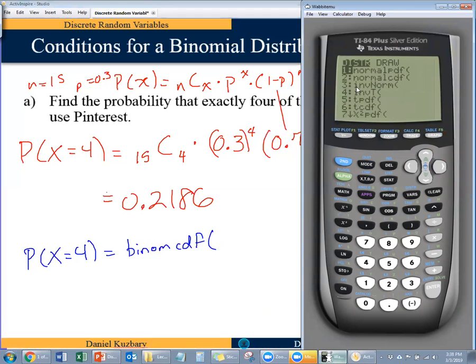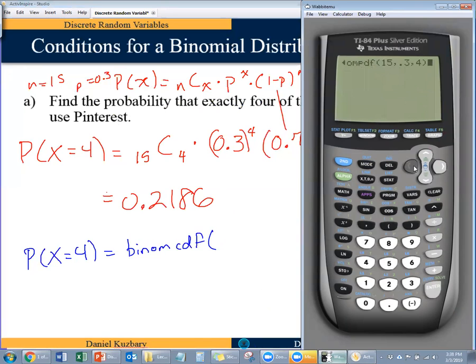We want the binomial distribution, so there's distribution, and we're gonna scroll down until we see binom PDF. Okay, so there's binom PDF. In binom PDF, we're gonna tell it the number of trials, the success probability, and the X value. So our number of trials is 15, our success probability is 0.3, and the X value, for this particular problem, is exactly 4. So our X value is 4, and we're gonna paste.